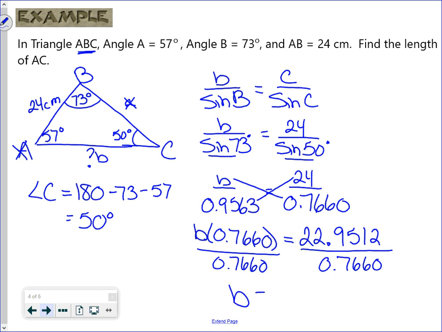And when we do that, we figure out that side B is 22.96 centimeters long. It doesn't tell us what to round to, so I will use 22.96. You could also round that up to 23 centimeters.